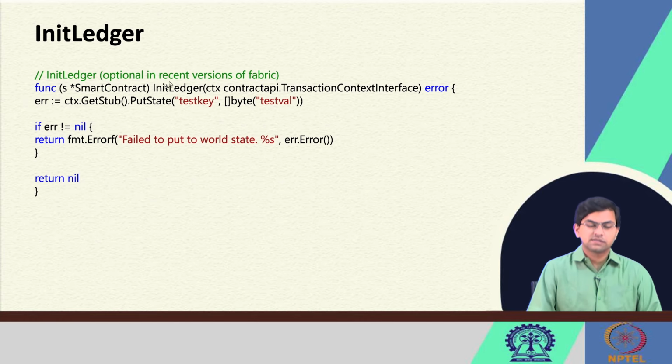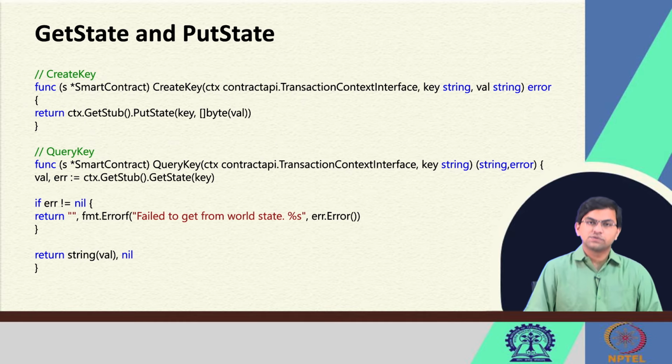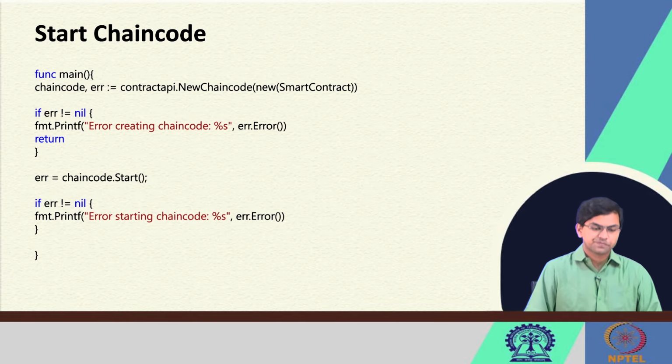We started by defining a smart contract type here, and then we saw how we can define an InitLedger function. Actually, in the recent versions of Hyperledger Fabric, you can also skip this InitLedger function, and it is not mandatory. In the older version it was a required function, but now you can define your own functions directly. And then we used get state and put state to define two functions, create key and query key. Create key is saving a key value pair, and query key is retrieving one from the ledger. And finally, we started our chain code in this main function, and we saw how we can use it using the same query and invoke commands.